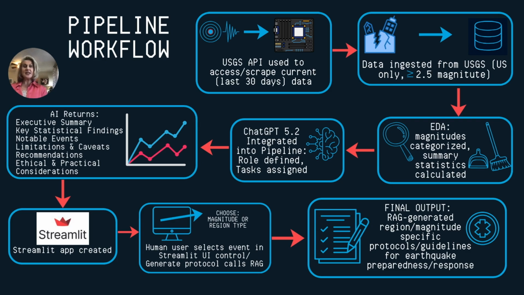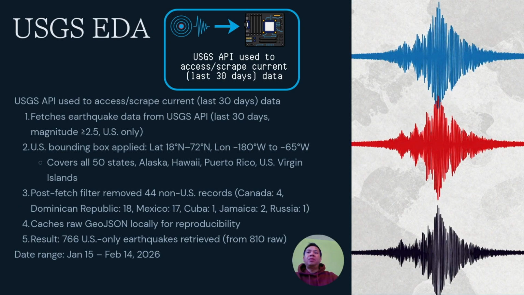GPT 5.2 is then integrated to provide key findings, recommendations, and some summary charts. A Streamlit dashboard employing a RAG allows users to generate reports for selected events or obtain protocols for seismic events similar to what they might experience in their area. For my part of the project, I handle the data ingestion and exploratory data analysis.